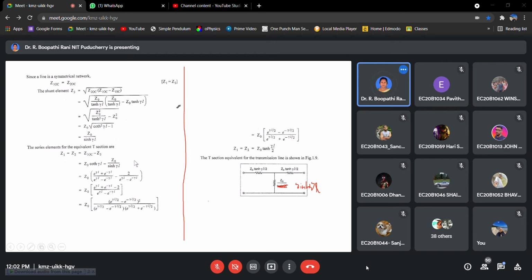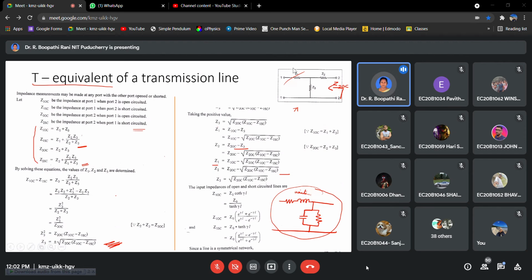Now we have written Z1, Z2, Z3 of the T equivalent only in terms of open circuited or short circuited impedances.